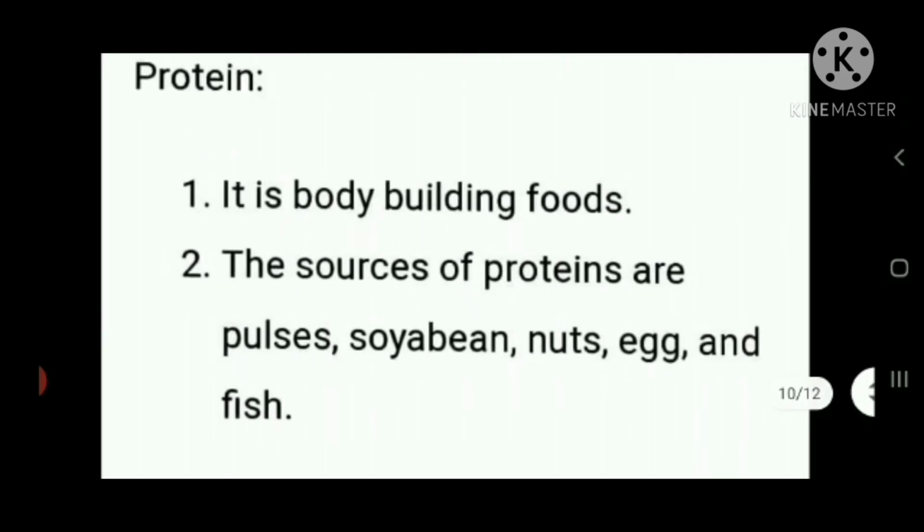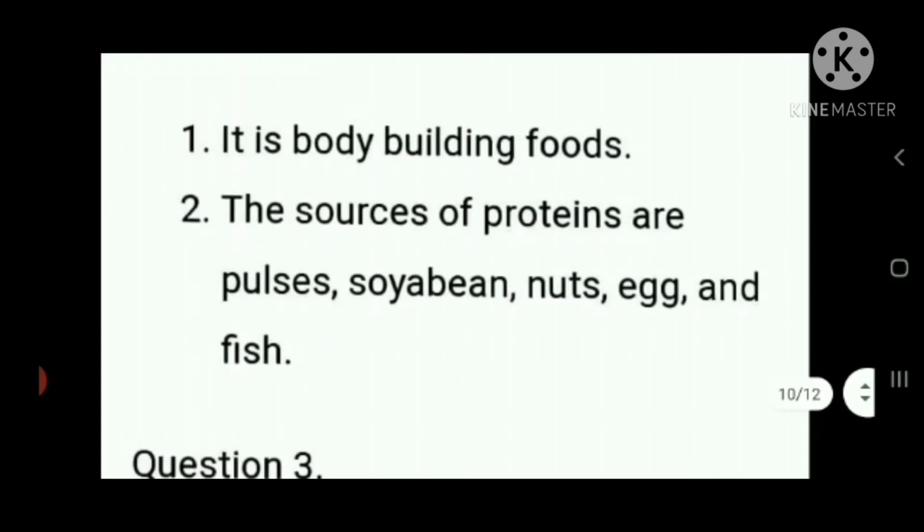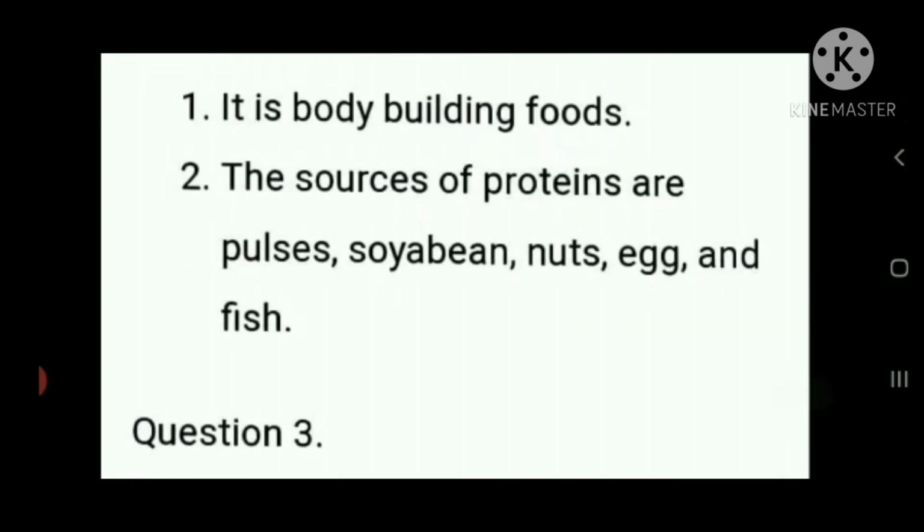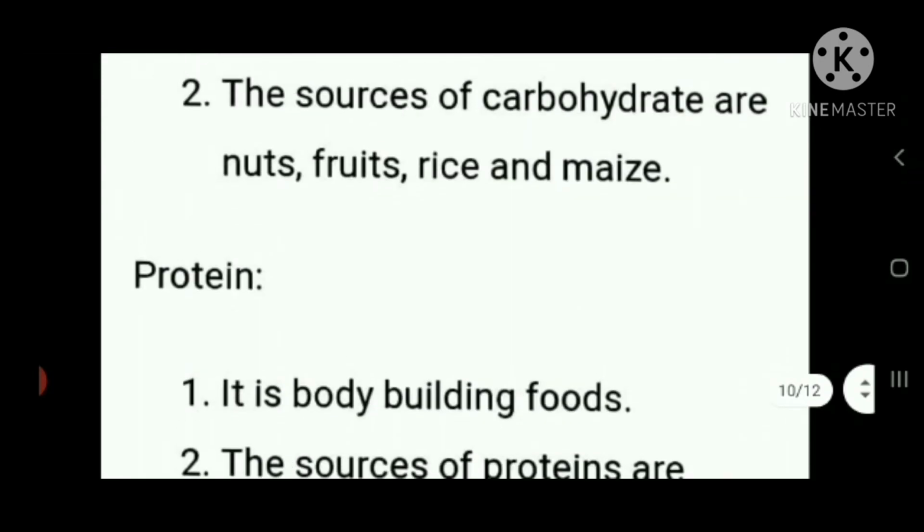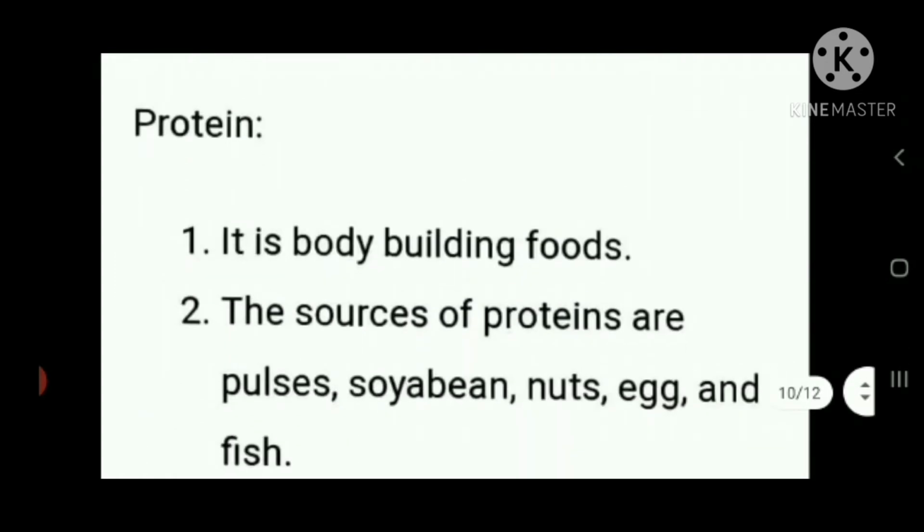Then the second point: the sources of proteins are pulses, soya beans, nuts, egg and fish. You should not say fishes. Fish is both the singular as well as the plural form. So the sources of proteins are pulses, soya beans, nuts, egg and fish. The sources of carbohydrate are nuts, fruits, rice and maize.